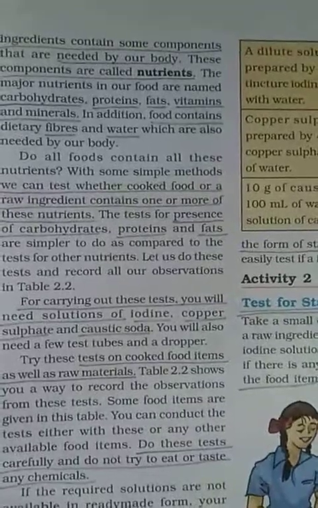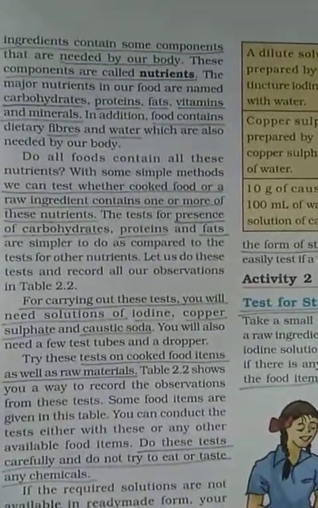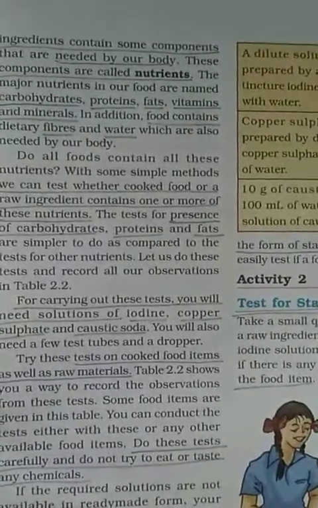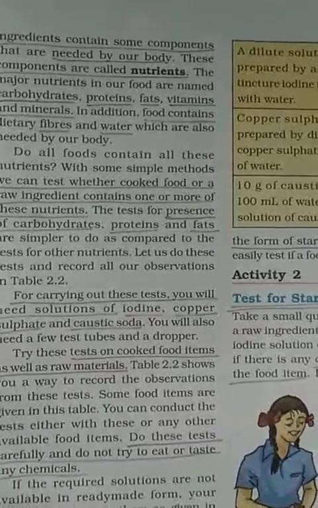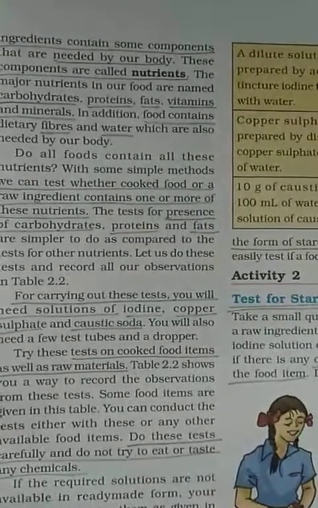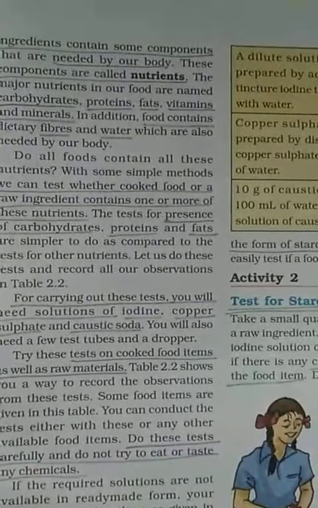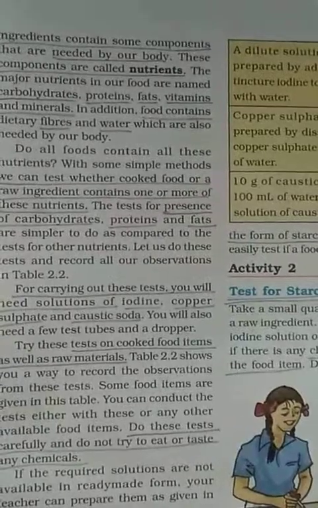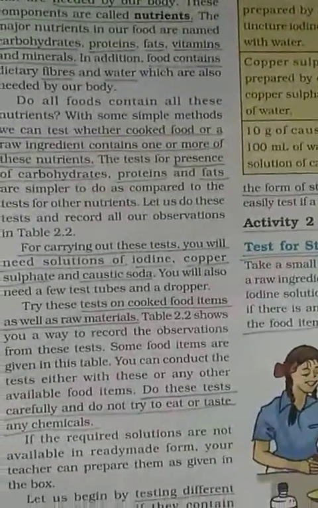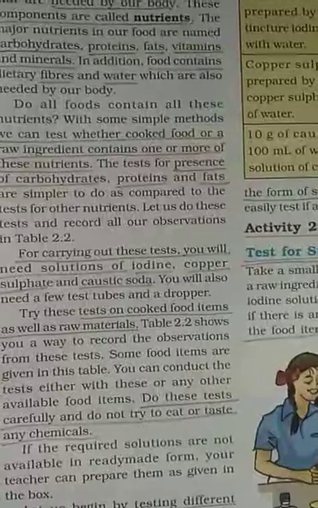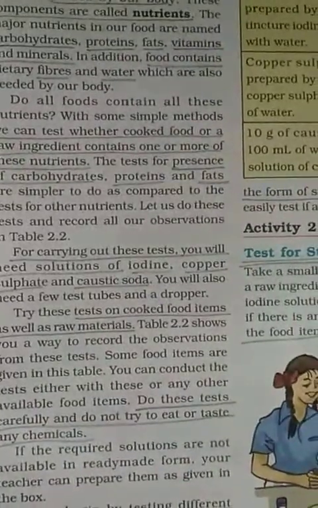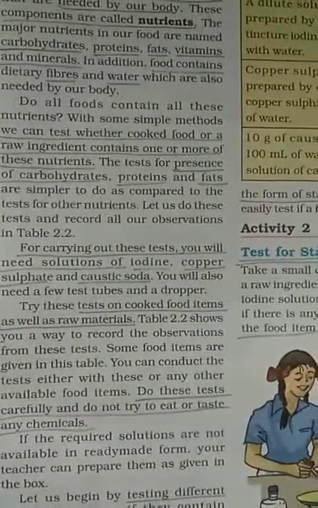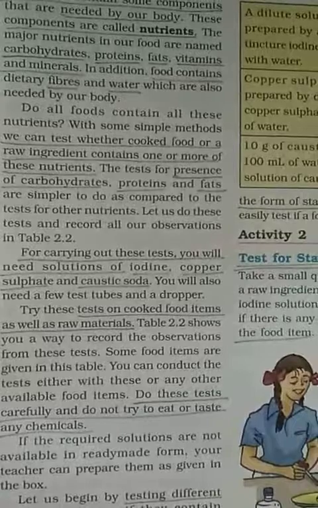They are carbohydrates, which we get from the cereals, then proteins, which we get from some pulses or animal products, fats like ghee, butter, vitamins and minerals. In addition, food also contains fibers and water, which are also needed by our body. Now we can test whether cooked food or a raw ingredient contains one or more of these nutrients. The presence of carbohydrates, proteins and fats.